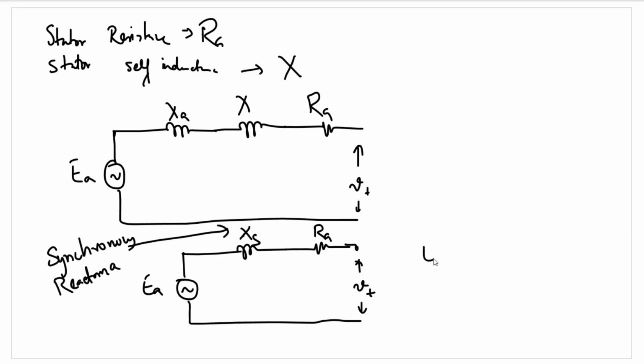So in this case, since it's a generator, the direction of current IA will be like this. EA is equal to j times IA XS plus IA RA plus VT, or in other words, VT is equal to EA minus j IA XS minus IA RA. So this is the equivalent circuit of the stator side.